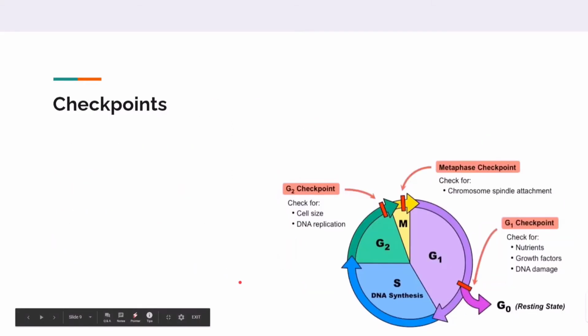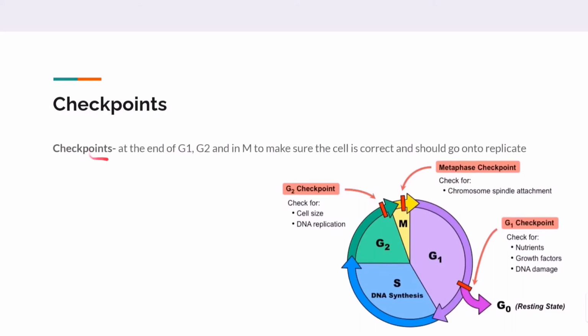And then we're going to be looking at checkpoints, and these are very, very important in our cell cycle and in the body. Checkpoints are at the end of G1 and G2, and in the M phase as well. Checkpoints make sure that everything in the cell is correct and that the cell should go on to replicate in mitosis. And so we'll go into what that means now.